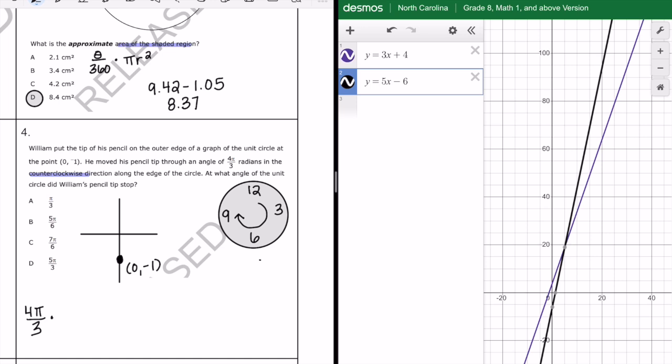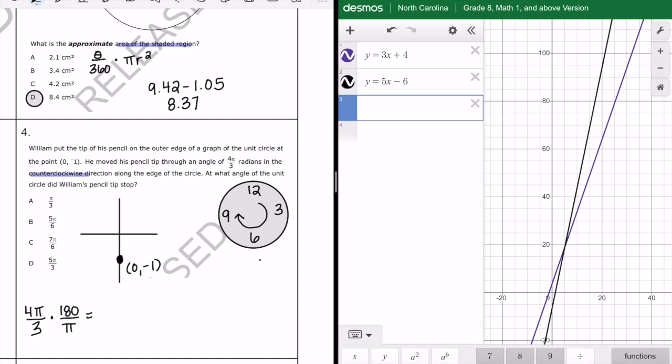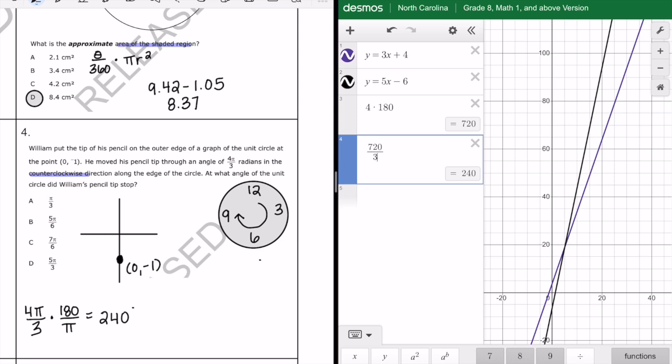I'm going to convert that into degrees by multiplying it by 180 over pi. Once I simplify that, technically the pi's cancel. So we have 4 times 180, then we're going to divide that by 3. So we get 240 degrees. So we're saying that we're rotating this 240 degrees.